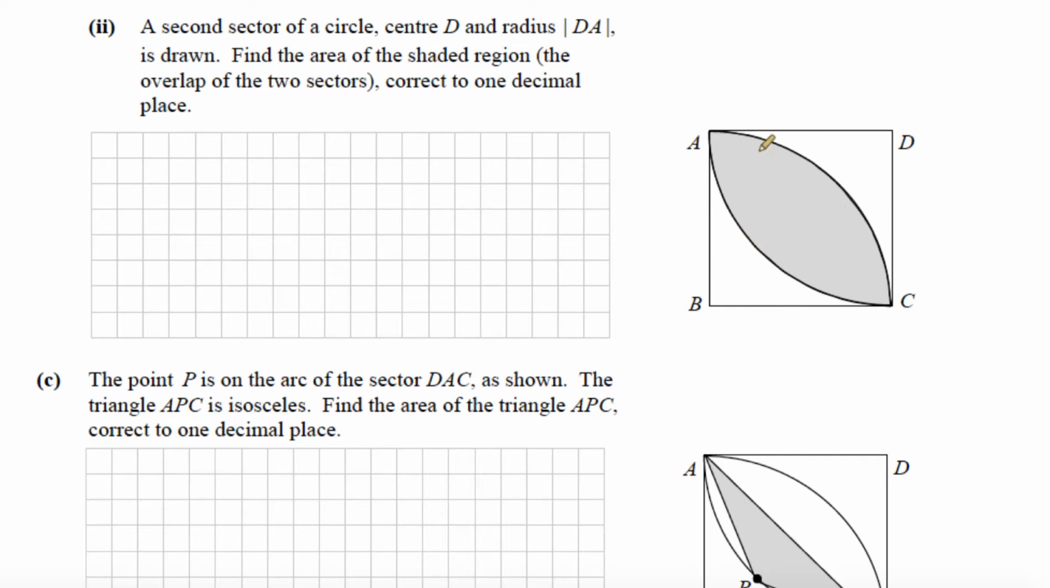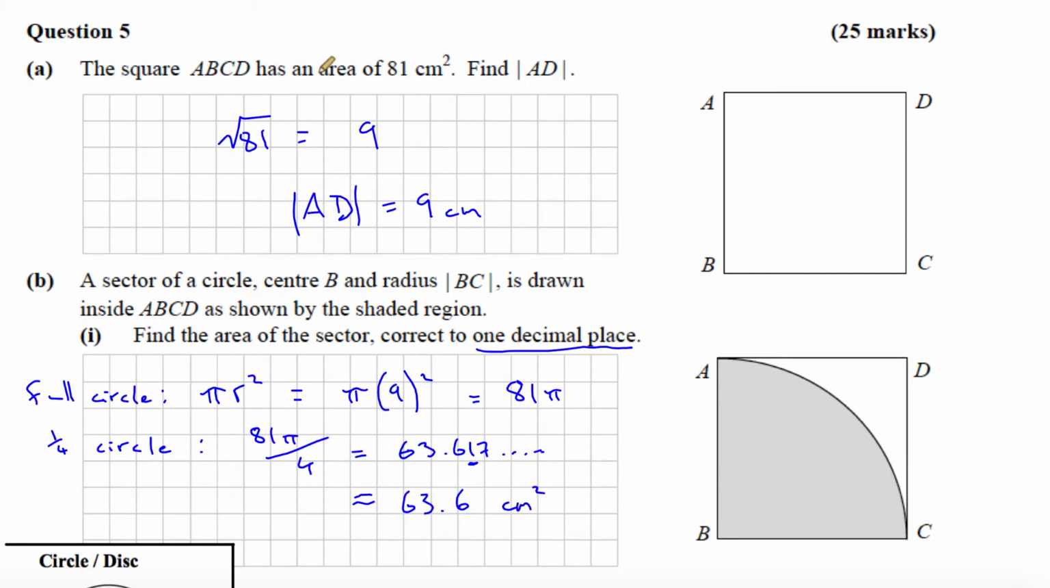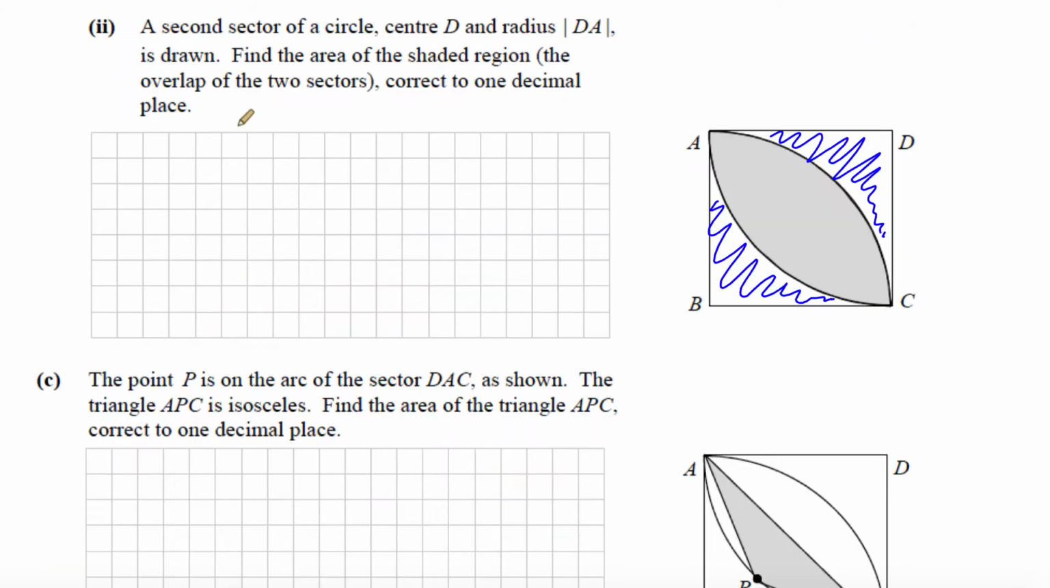Well, what this can be thought of as the area of the square minus this region and this region, which are the same. So the area of the square, if you remember, was 81. That was given in the question. The area of the square is 81. So it's 81 minus these two regions here.